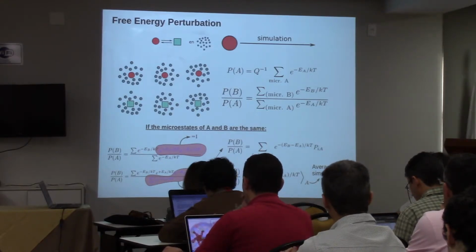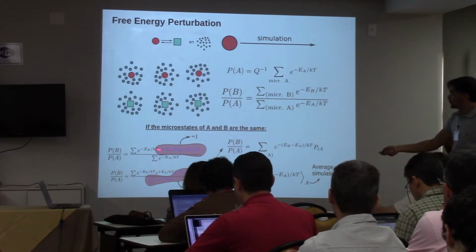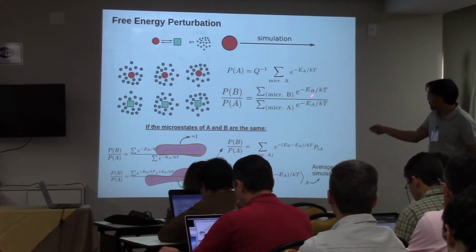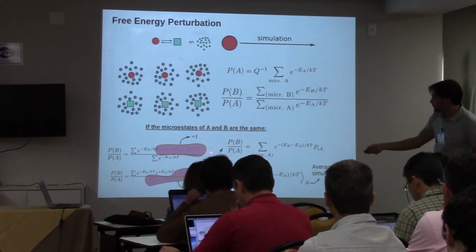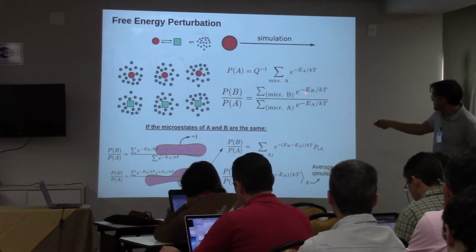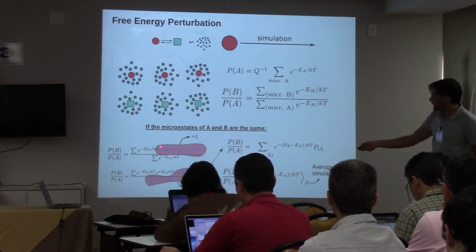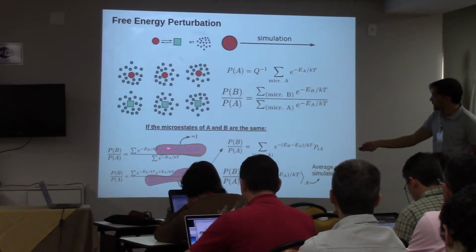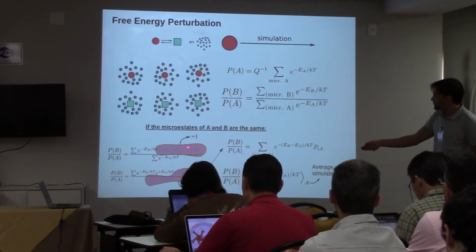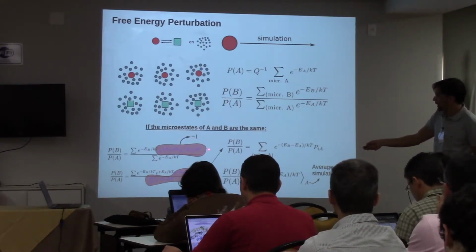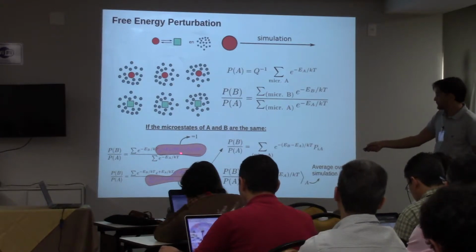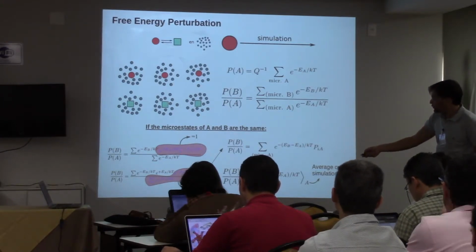Then we do a trick in which we multiply the numerator of this formula, the exponential of the energies of B, by the exponential of plus the energy of A times the exponential of minus the energy of A. This times this is 1, so we didn't do anything.